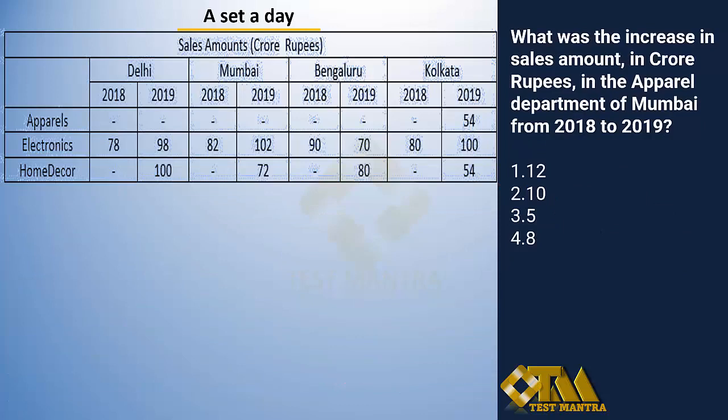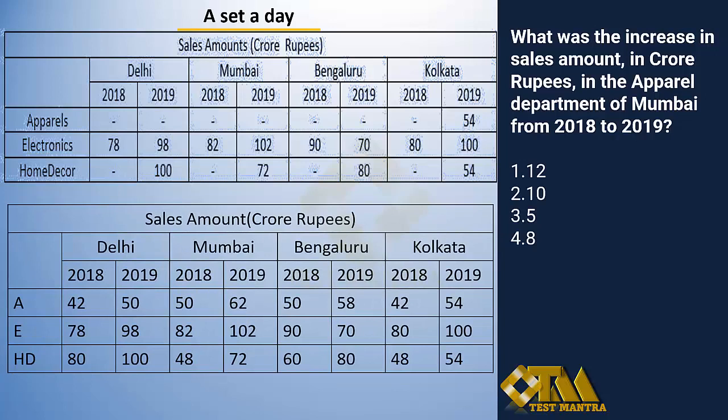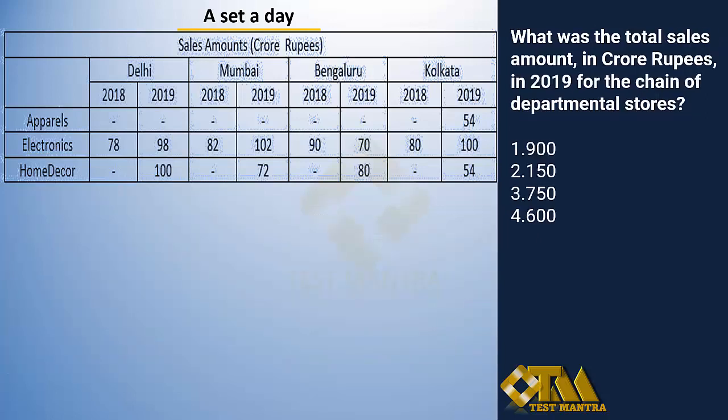Next one, what was the increase in sale amount in crore rupees in the apparel department of Mumbai from 18 to 19, right? So let's see, Mumbai 18 to 19, it's increased by 12 here, it's increased by 12, right?